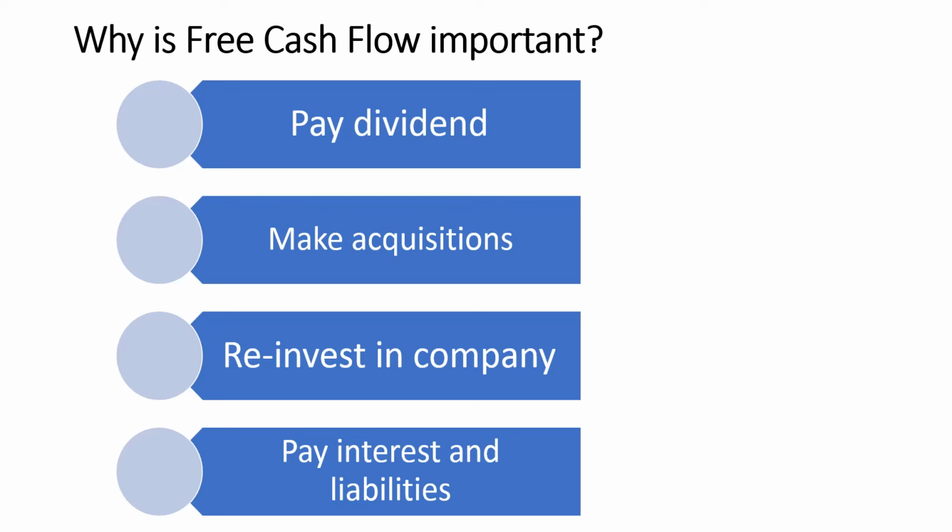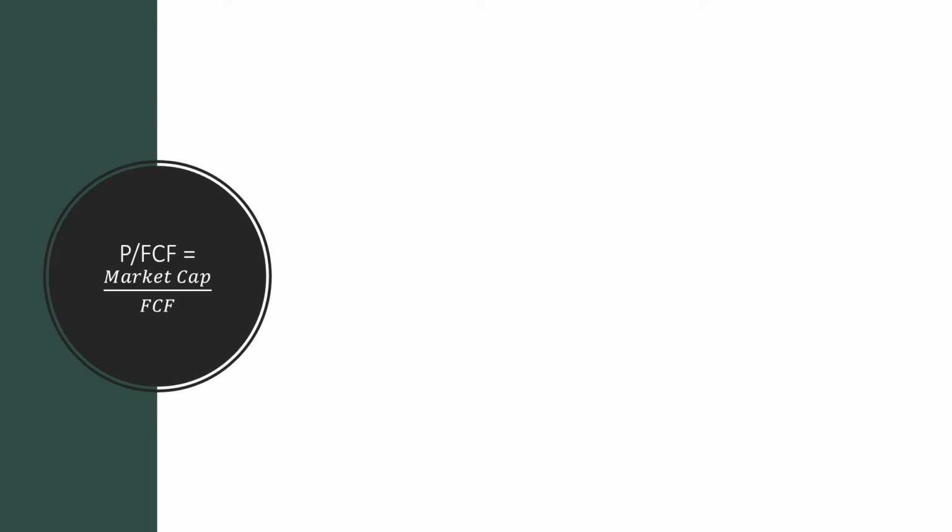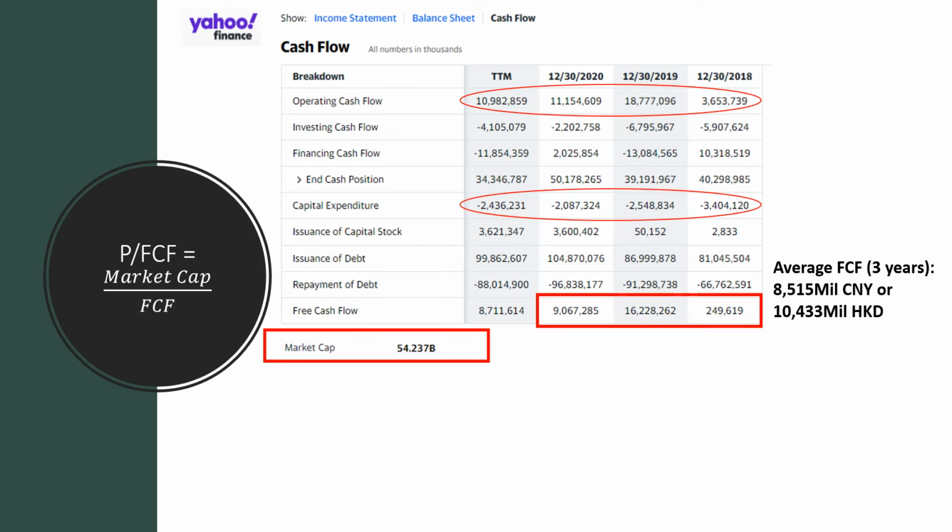To calculate the price to free cash flow, we can take the market cap divided by free cash flow. The market cap of a stock can be easily found on Yahoo Finance. Free cash flow is calculated by taking cash generated by operations minus capital expenditure. Or you can directly extract the free cash flow from Yahoo Finance without calculation, which is what I usually do.